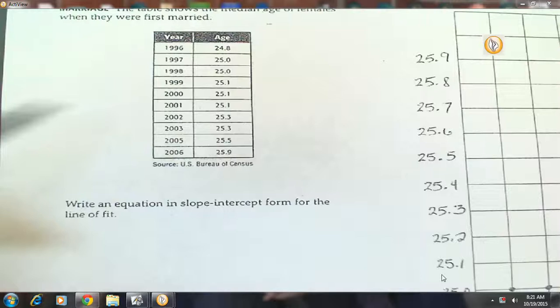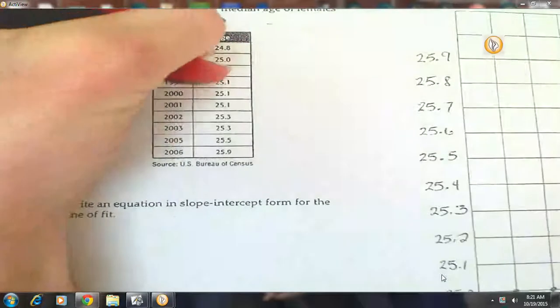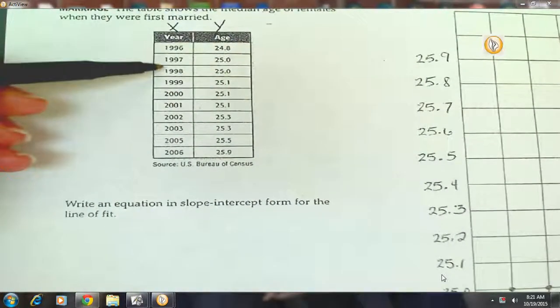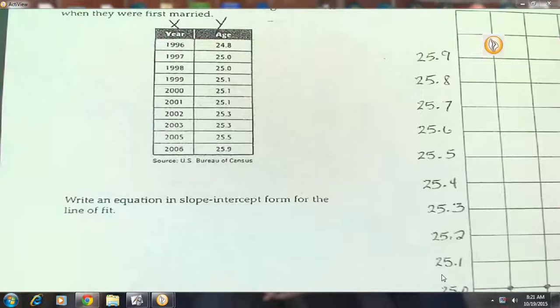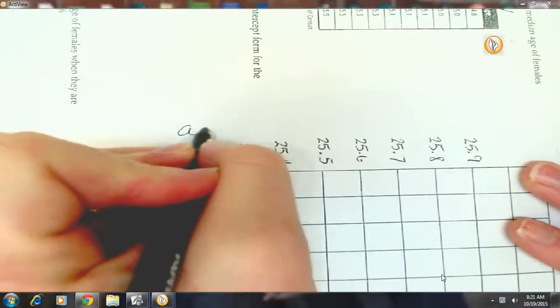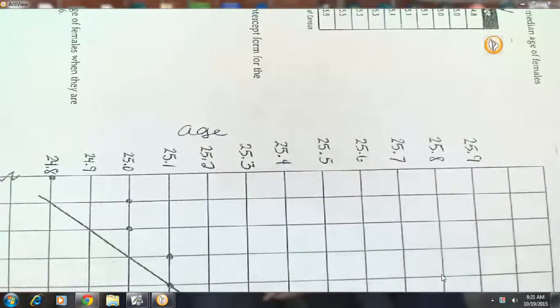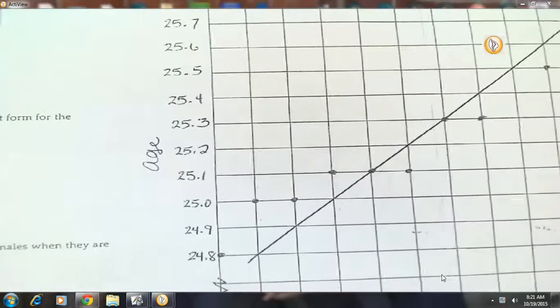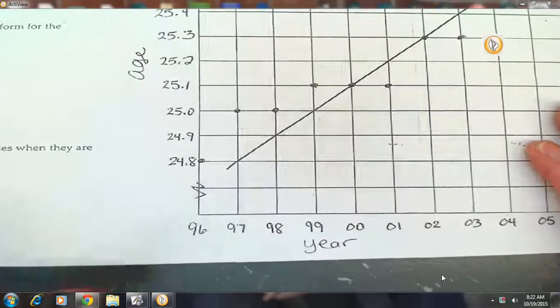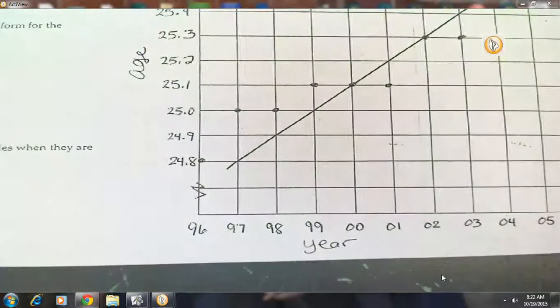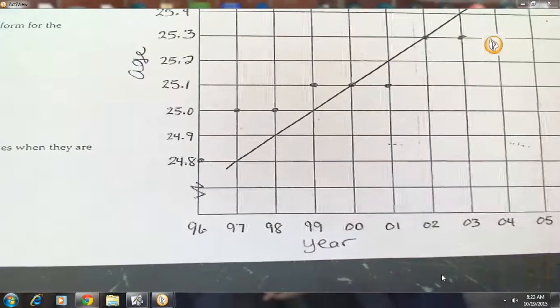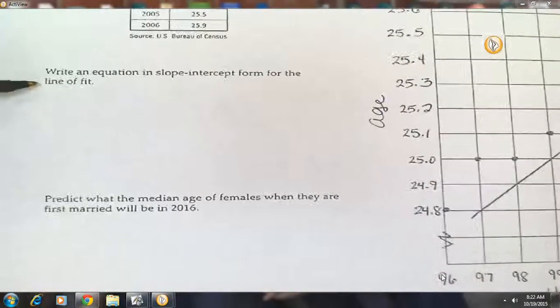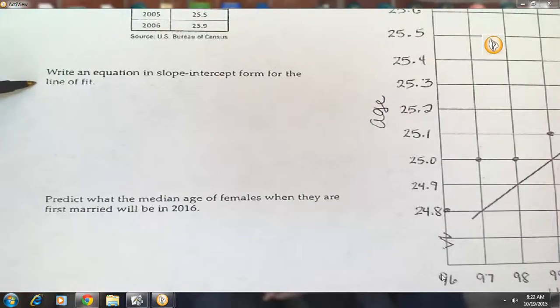The first column is your year, that's x. The second column is age, is y. Any measure of time is probably going to be your x value. So on my graph, I'm going to label the y-axis as the age. It's important that you label your axis so the person reading or interpreting your graph understands what your axes are representing.